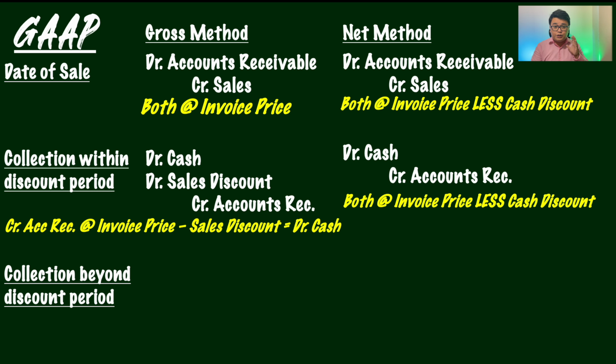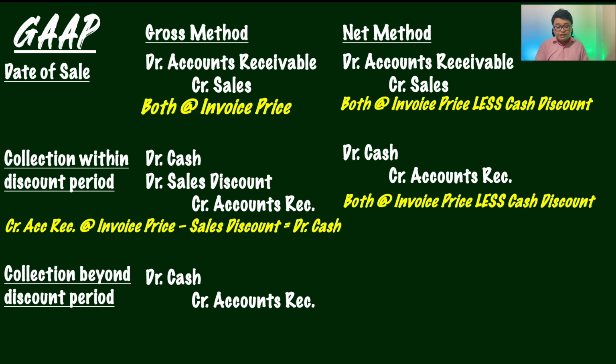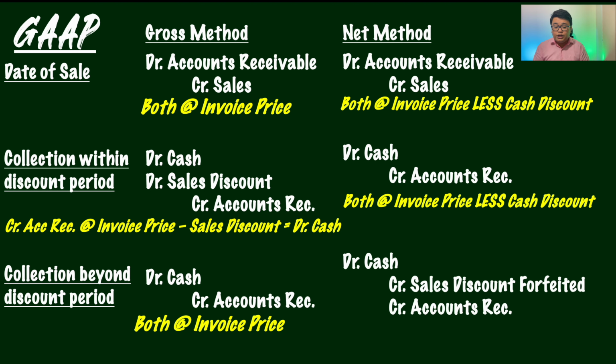However, if there is a collection beyond the discount period, under the gross method, it will not be necessary for us to debit a sales discount. It will just be a debit to cash and credit to accounts receivable for the gross amount or invoice price. While for the net method, we need to reverse the cash discount that was initially deducted from our sales during the date of sale. Therefore, the entry for the net method, if we collected beyond the discount period, would be a debit to cash, a credit to sales discount forfeited, and a credit to accounts receivable.